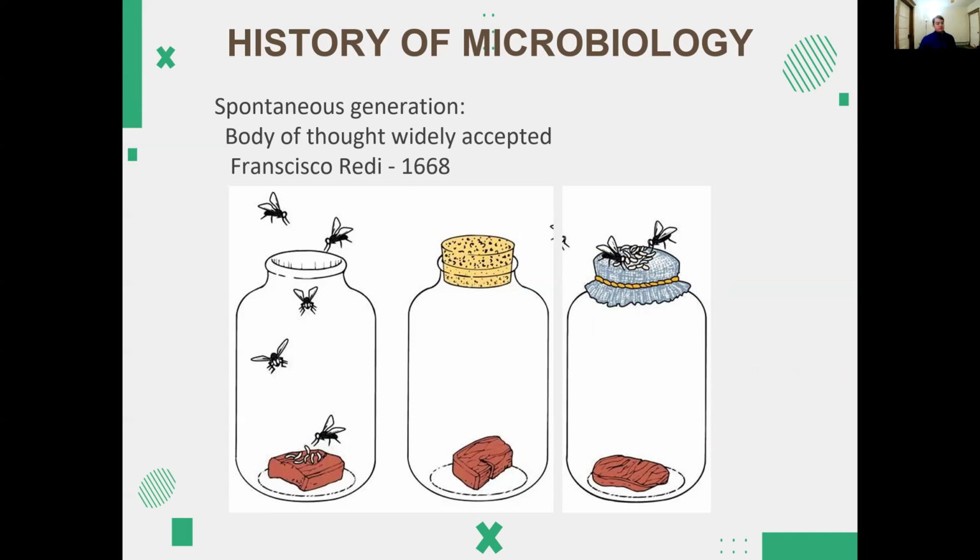This was the first major experiment used to challenge spontaneous generation. And then he used these experiments to support the pre-existence theory, which was put forth by the church at the time, which maintained that living things originated from parents. So that was his contribution to microbiology.